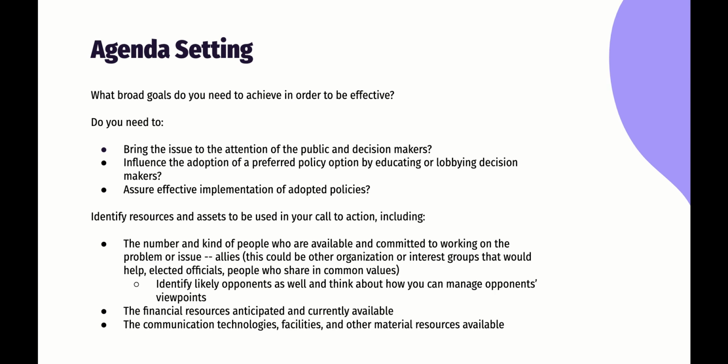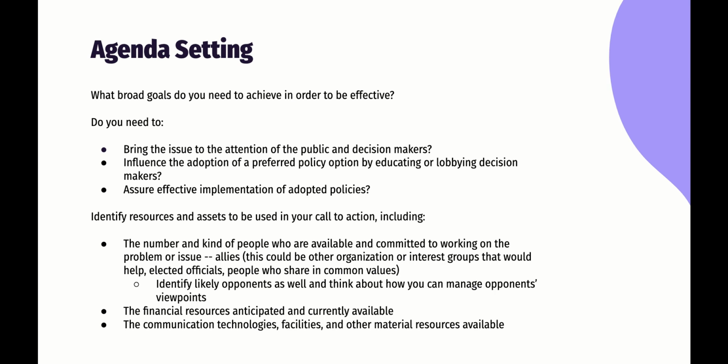So the next step is some agenda setting. This is going through the steps that you need to do in order to achieve this call to action. And the big question is, what broad goals do you need to achieve in order to be effective? Do you need to bring the issue to the attention of the public and decision makers? Do you need to influence the adoption of a preferred policy option by educating or lobbying decision makers? Do you need to assure effective implementation of adopted policies? And by policies, I'm being open here. It could be laws, it could be ideas, whatever it is based on your topic.